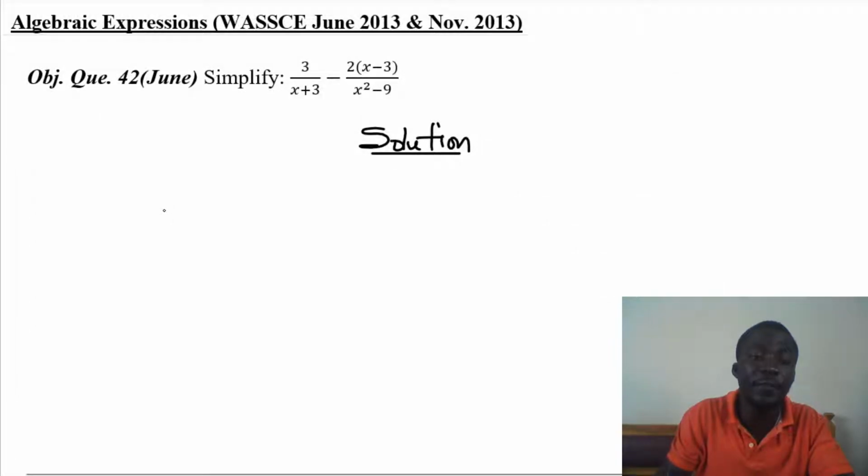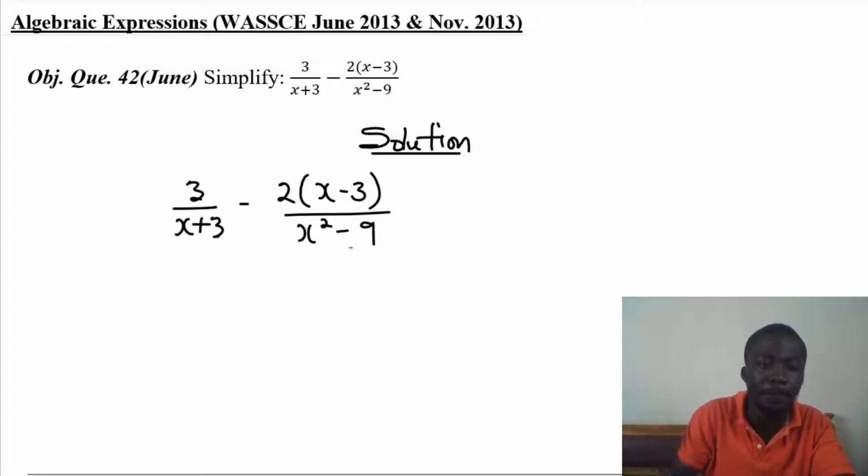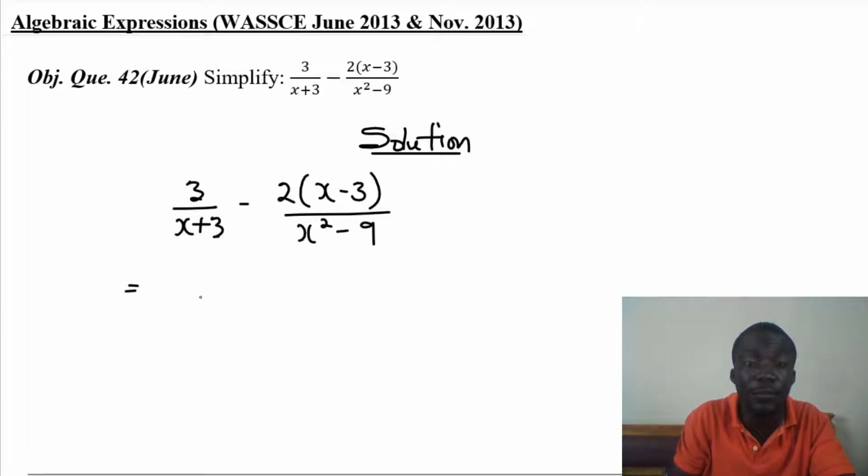In our solution to objective question 42 June, we are to simplify 3 divided by x plus 3 minus 2 into bracket x minus 3 divided by x squared minus 9. In this kind of expression, what we are going to find is our least common denominator. And the denominators are x plus 3 and x squared minus 9.